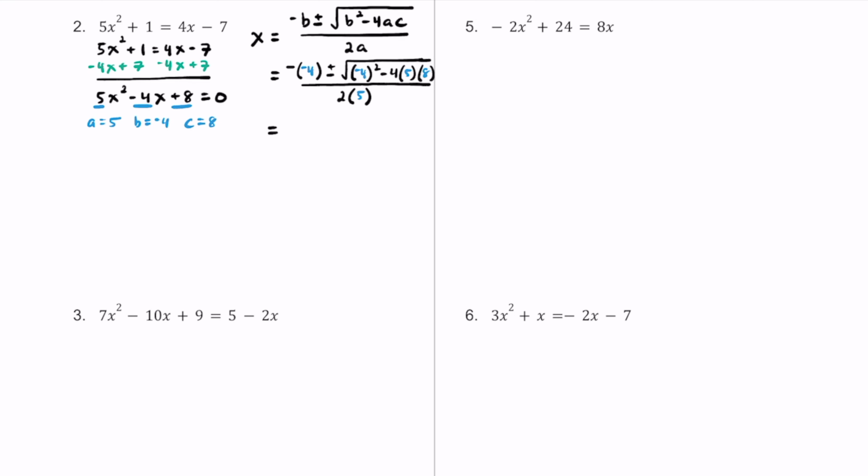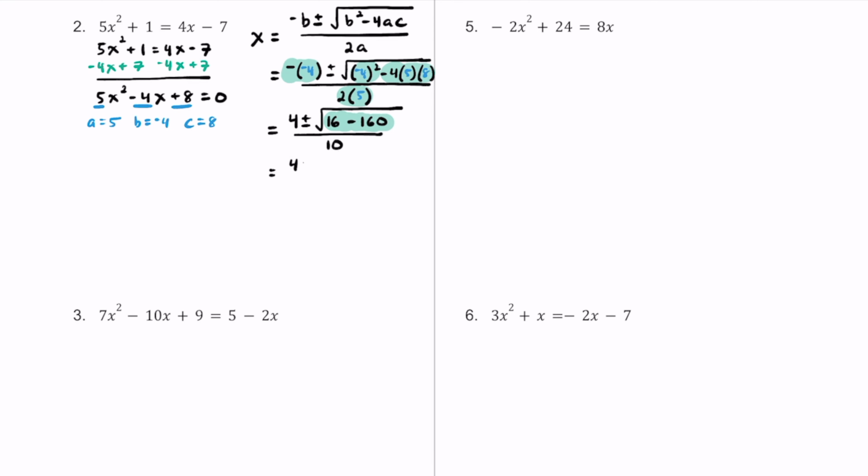So first things first, on the outside, we have this -4, which just simplifies down to being a +4. So we have 4 plus or minus. And then under the radical, we have -4 squared. That's going to be -4 times -4, which is +16. And then multiplying -4 times 5 times 8, well, -4 times 5 is -20. -20 times 8 is going to be -160. So we're going to be subtracting 160. This whole thing is going to be all on top of 2a, or 2 times 5, so that's equal to 10.